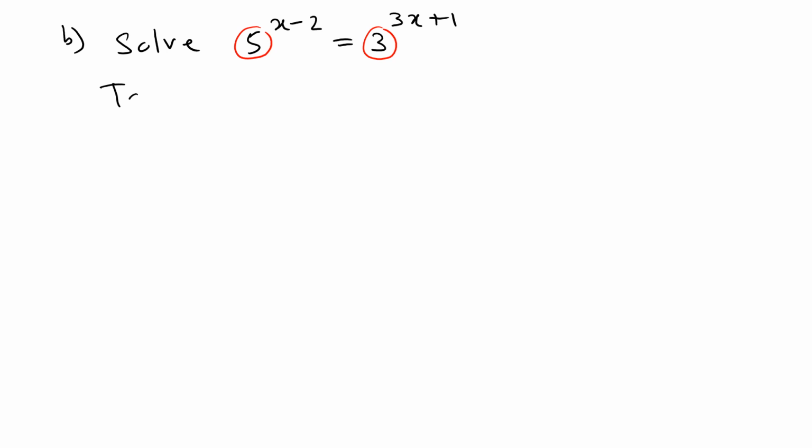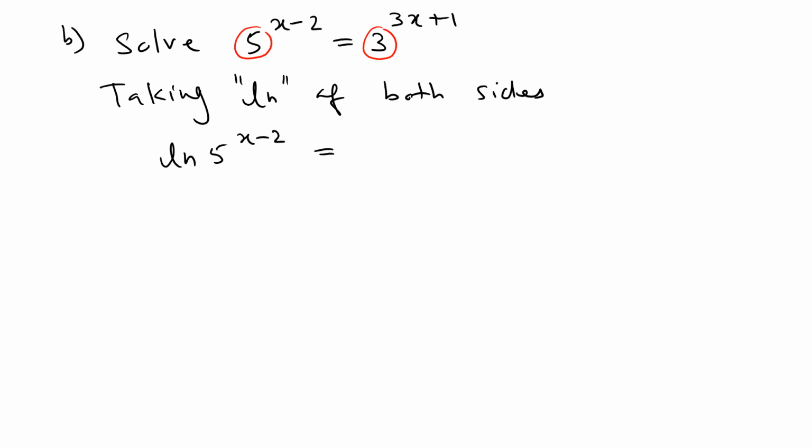So taking a natural log of both sides, we can write this one as ln 5^(x-2) equals ln 3^(3x+1).